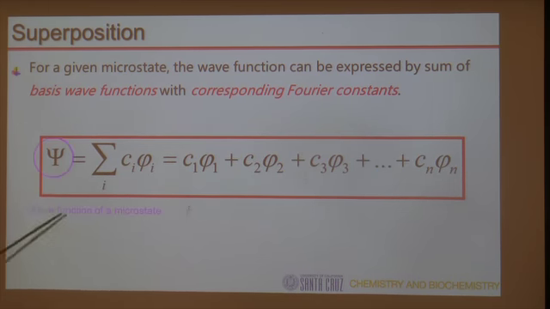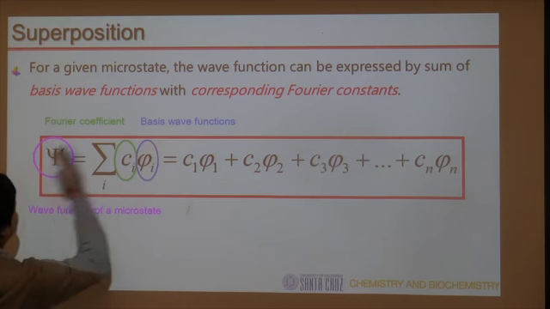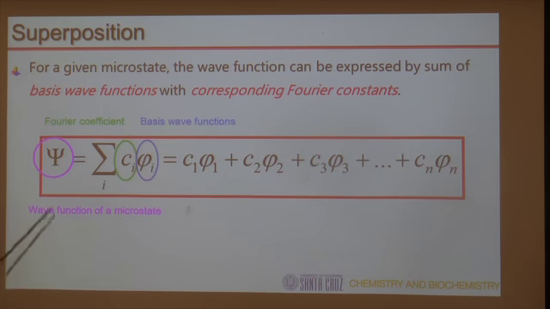So let's take a look. On the left-hand side, this capital letter psi means the wave function of a microstate, or simply the total wave function, the wave function as a whole. All those c_i are Fourier coefficients, just some numbers. And the small letter psi_i here means the basis wave functions. This part talks about superposition. And if you are not quite familiar with the summation, you can just expand it, and it will give you this.